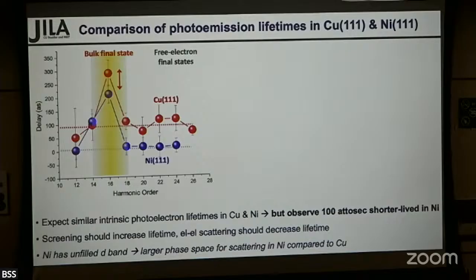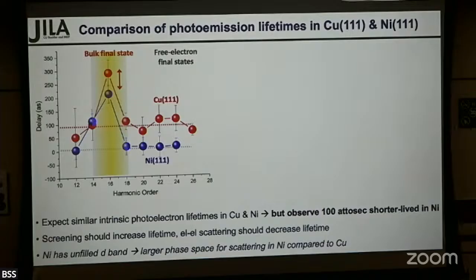So we figured, okay, we did this first for nickel, and we could measure the lifetime of the excited state, and copper is very similar. So in copper, we could also measure the lifetime of the bulk excited state. But what was interesting is the free electron final states had very different lifetimes in copper versus nickel. In nickel, you can see it's very, very low, whereas copper had a 100 attosecond free electron final state lifetime.